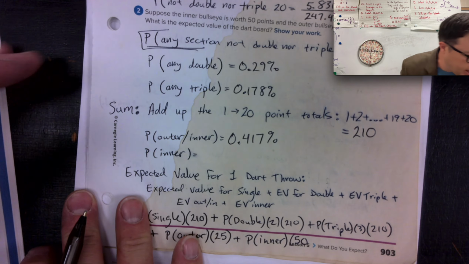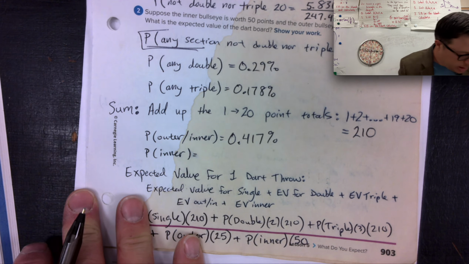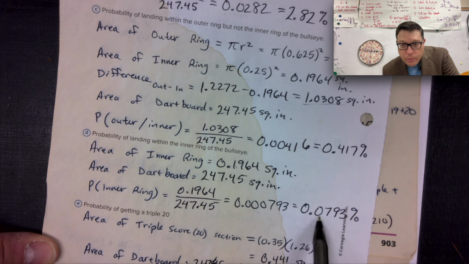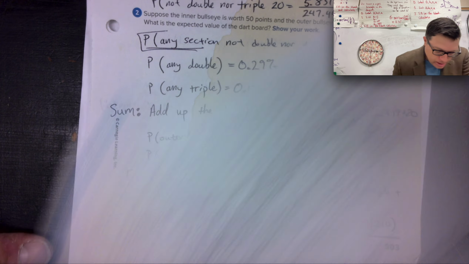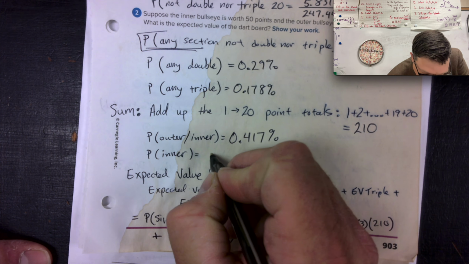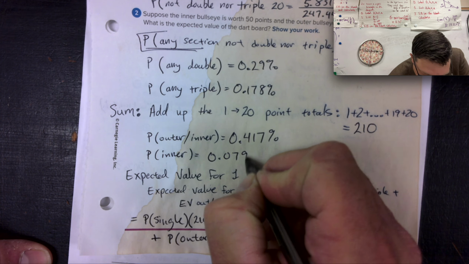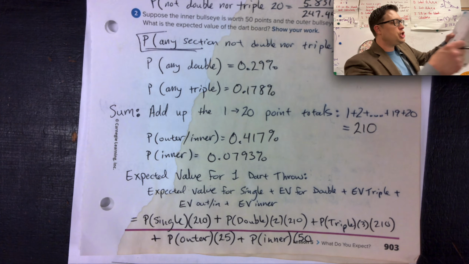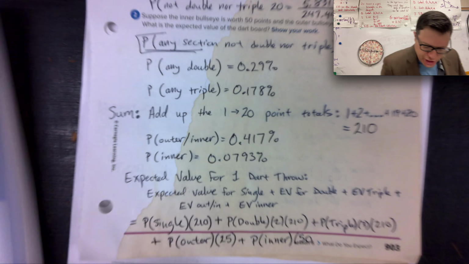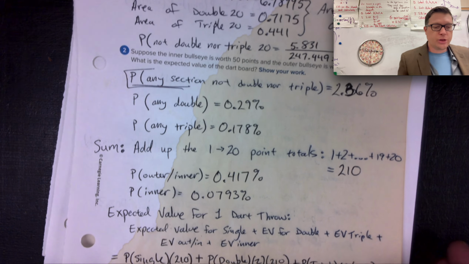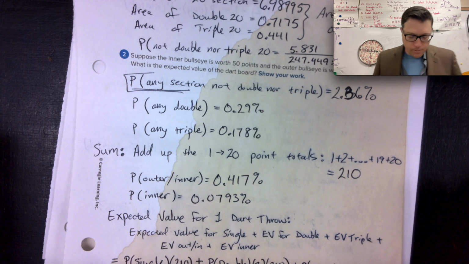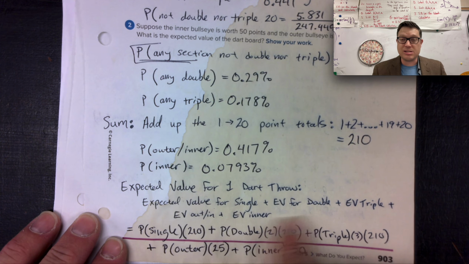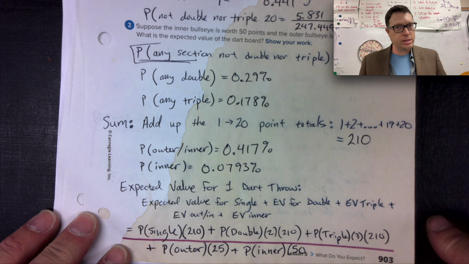And so the probability of landing in the inner section is the area of the inner ring. The probability of landing in the inner ring is 0.0793%. So we'll set the paper back aside. If I've checked my teacher's guide and I've checked my calculations, the rest of this is a calculator problem. So if you want, try to do the calculation yourself, where you're just substituting these values into this now horrendously long formula.